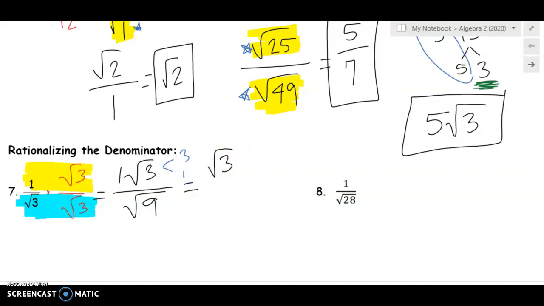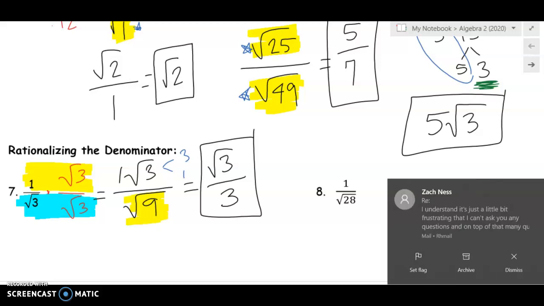The square root of 9 is something you should know. You should recognize that and be like, oh, that's a perfect square. That's just going to give me the number 3. And you should know that. And then that would be my final answer. And this is okay because there is not a root in the denominator. Let's do the next one.